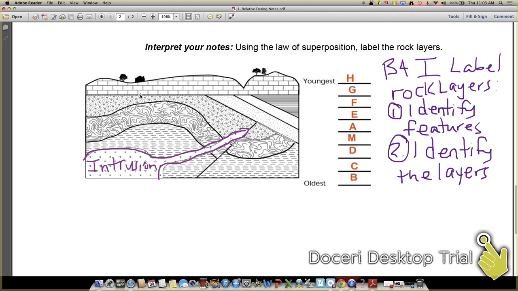Jayla? A fault. Where is it? Come point to it. Okay? You want to darken your fault so that you realize that it is a fault. And then you can label it if you want.